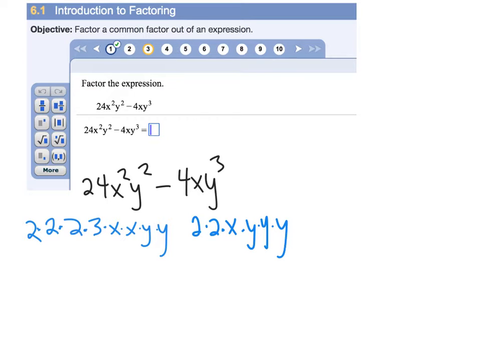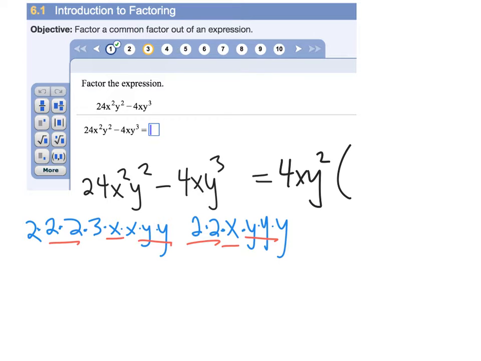All right, so what do we have in common? Well, we've got two 2's, and we've got a police car. We've got an x and an x, and then we've got y times y and a y times y. Rockin'. So what's our common factor that we're going to be factoring out? Well, it's going to be 4xy squared.